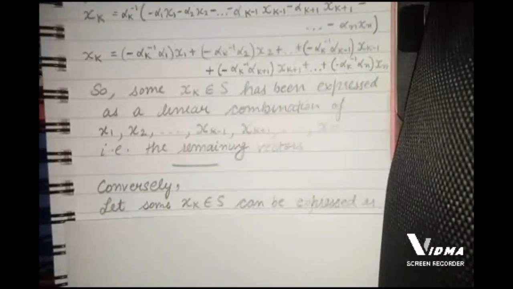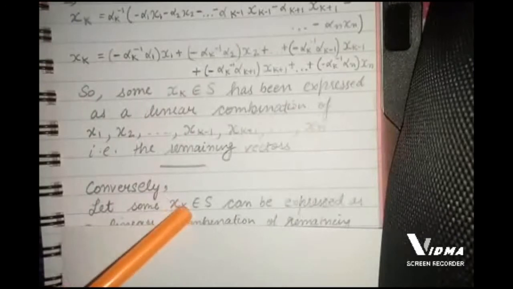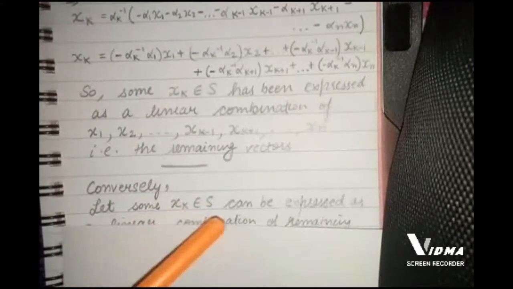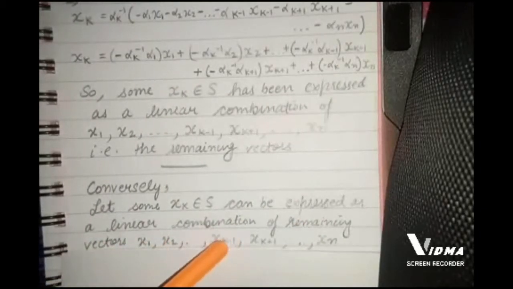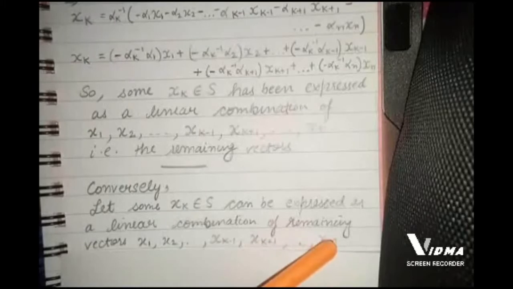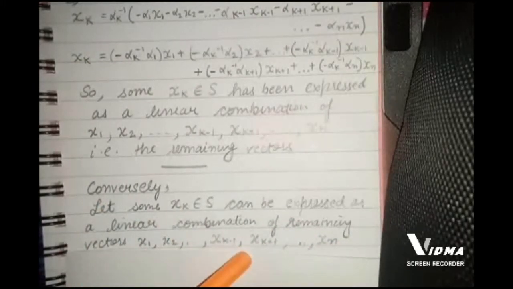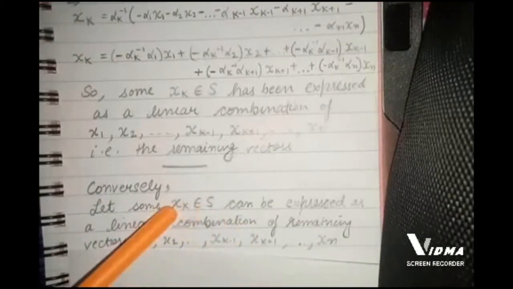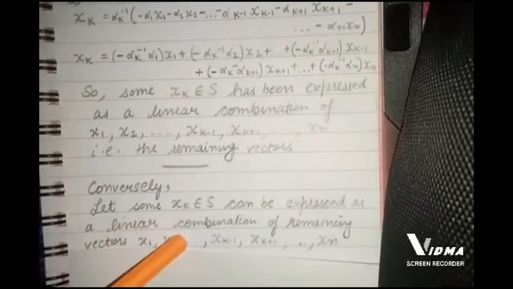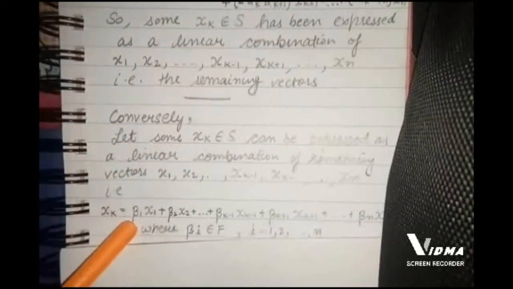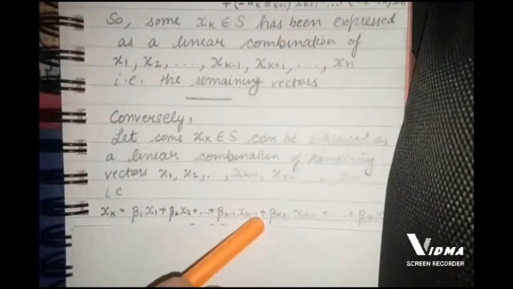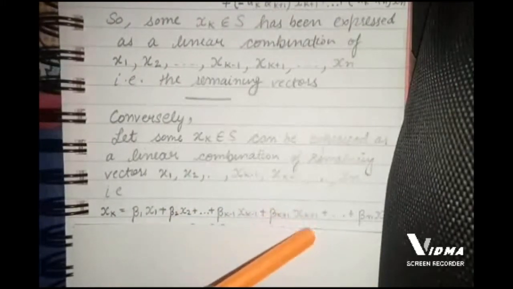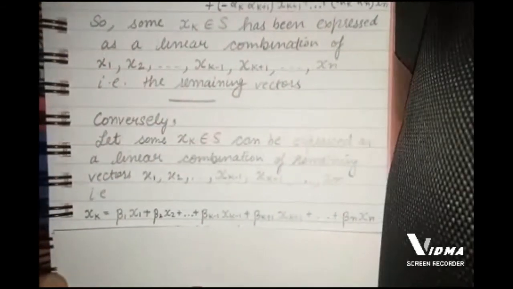So conversely, let us suppose that some element of S, say xk, can be expressed as a linear combination of the remaining vectors, say x1, x2, and so on up to xk minus 1, xk plus 1, and so on up to xn. We have excluded xk from here because it has to be expressed as a combination of the remaining vectors. What does this mean? This means xk equals beta 1 x1 plus beta 2 x2 plus so on up to beta k minus 1 xk minus 1 plus beta k plus 1 xk plus 1 plus so on up to beta n xn.